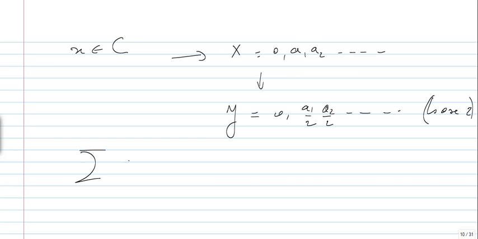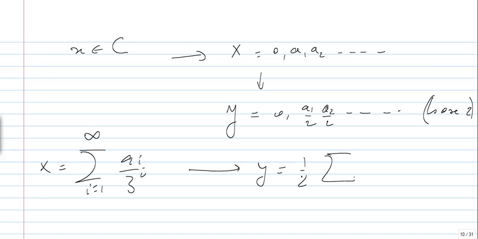Meaning that you have x as the sigma of a_i over 3 to the power i, from 1 to infinity, and y is 1/2 times the sum of a_i over 2 to the power i, from 1 to infinity. You divide each one by 2 to the power i. What's interesting is that in this construction, y is in fact f of x. So we do have a way of seeing f of x.